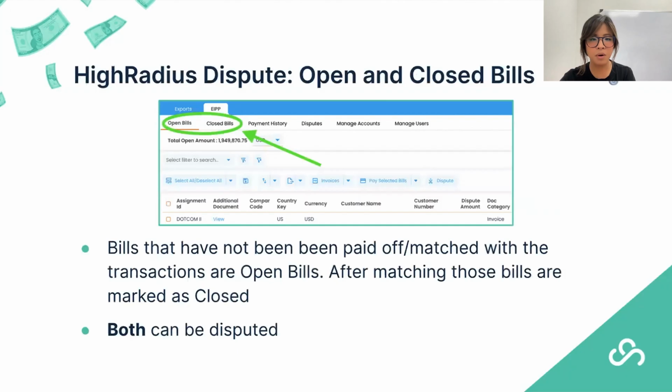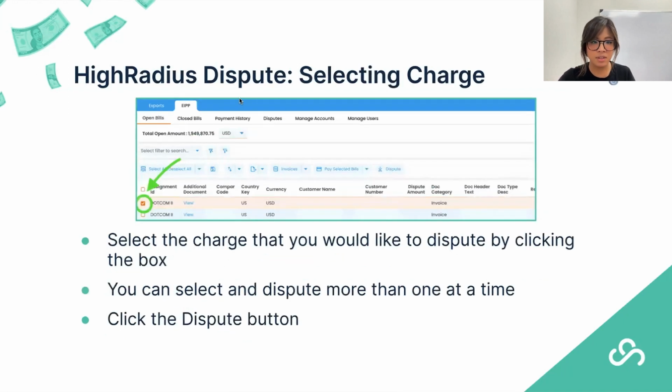And again, I'm going to zoom through this part a little bit quickly. Basically, when you log into HighRadius, you're going to go into open bills and closed bills. So just so you know the difference, if they have not been paid off or matched with transactions, they're considered open bills. And once they're matched, they're considered closed bills. You can dispute both. Depending on which tab you're in, you're going to see a list of the different charges that you've received, and you're going to select whatever it is that you want to dispute. And then from there, you're going to hit the dispute button in the middle of the screen.